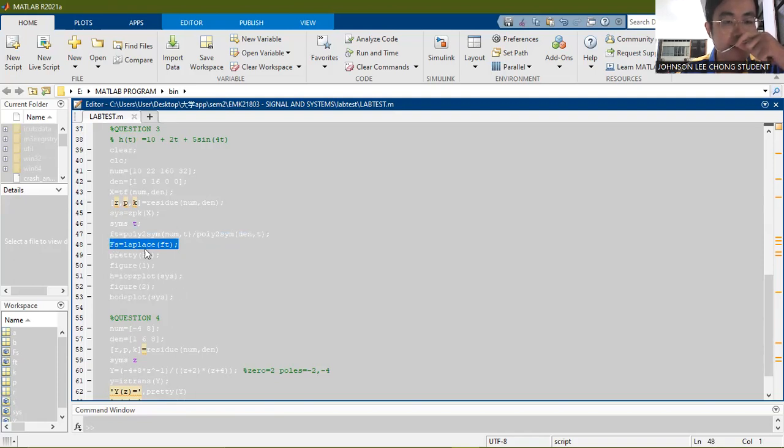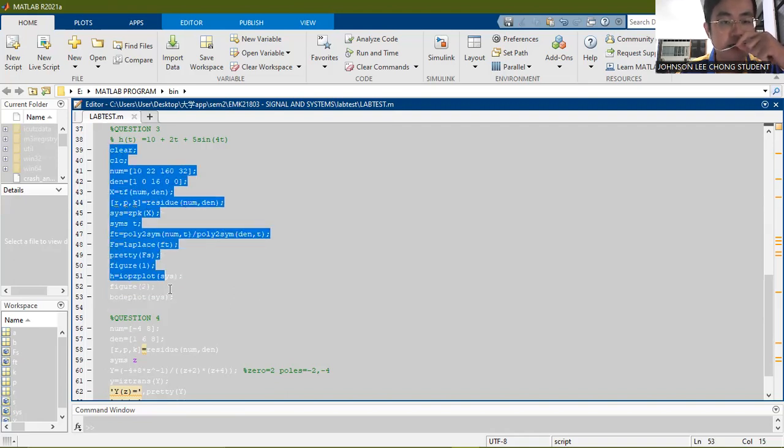We will find the Laplace transform of ft by using the name fs, and then we will find out the result of fs inside the command window. Okay, so this one is for us to get the plot diagram for our SYS. Okay, so let's see the result.